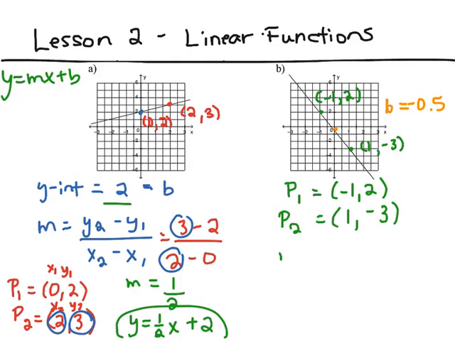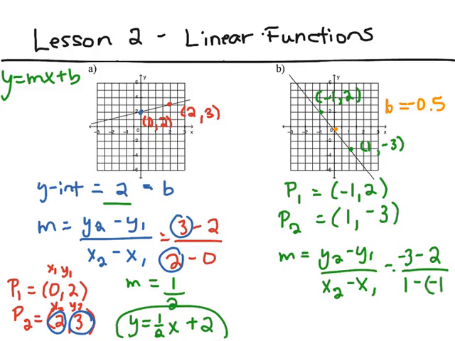So to find our slope, we do y2 minus y1 over x2 minus x1. Our y2 is -3, our y1 is 2, our x2 is 1, and our x1 is -1. So we have to minus a minus. So -3 minus 2 is equal to -5. 1 minus -1 is +2. So our slope is -5 over 2. So we have y is equal to -5 over 2x minus 0.5. So there's the equation for that line.